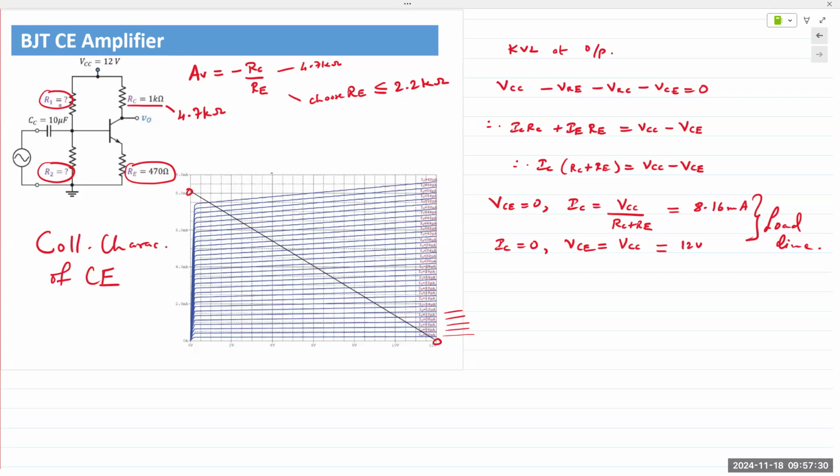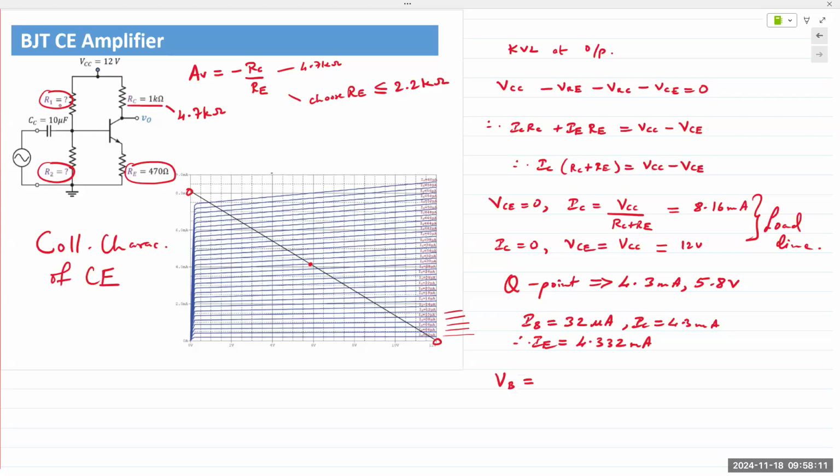In this example, I'm going to choose a point that is in the center right here, 32 microamps, and my Q point is going to be an IC value of 4.3 milliamps and a VCE value of 5.8. From my graph, I can see that IB is 32 microamps, IC is 4.3 milliamps. Therefore, IE is 4.332 milliamps.